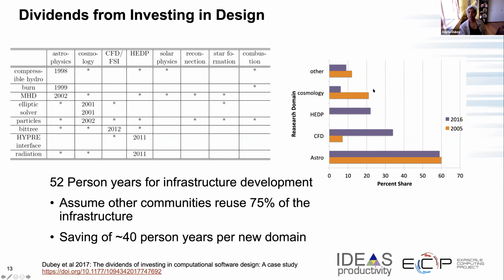And this graph on the right shows the penetration of the code in other communities. As you can see, the first part shows the share in 2005, and the second, the purple here, shows the share in 2015, which is when we collected this data. And as you can see, the code has just been growing in several other communities as a result of the investment for hydrodynamics, astrophysics.